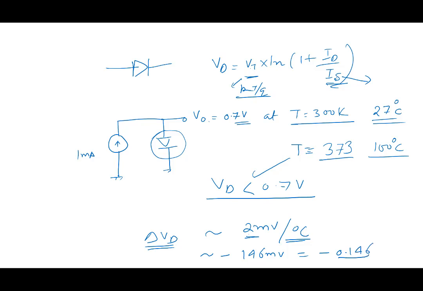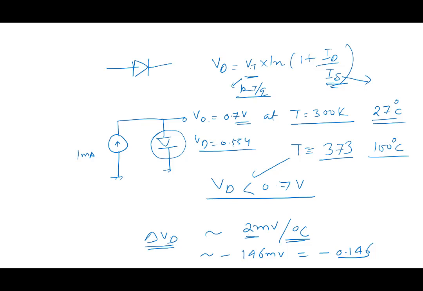So if I subtract here, note that it's no longer 0.7. It's 0.7 minus 0.146. Right? So the diode voltage VD is 0.554. At 27 degrees, you may be okay to assume that it gives you 0.7. But at some higher temperature, at 100 degrees Celsius, it's actually 0.54 volt.